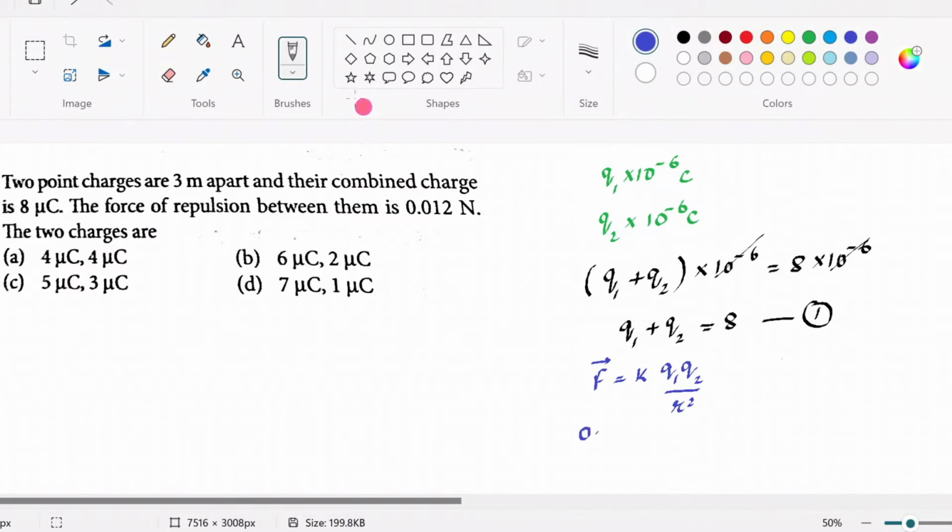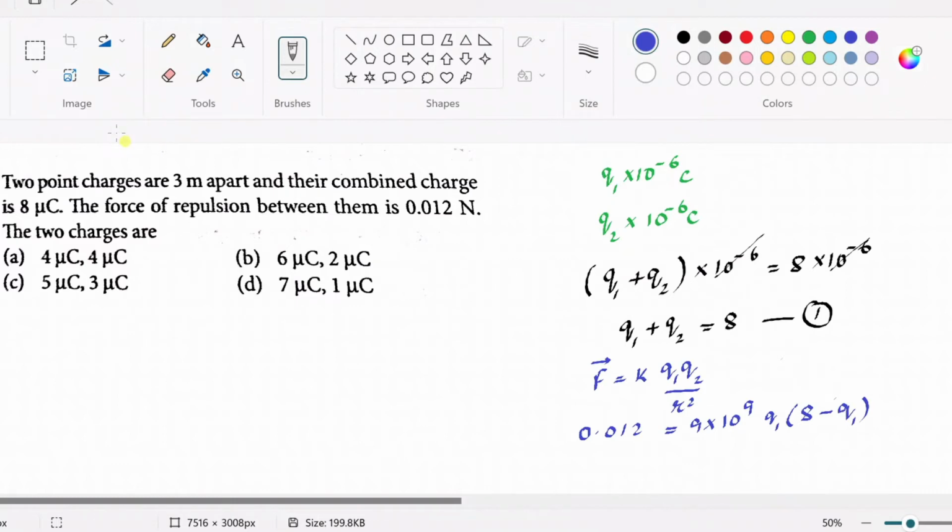So force F will be 0.012 and that is equal to K, which is 9 into 10 to the power 9. Okay, and what's the charge? The charge will be equal to Q1, and let's put Q2. Let's use substitution method. Q2 will be what? It will be 8 minus Q1. Correct? Let me repeat, Q1 and 8 minus Q1.